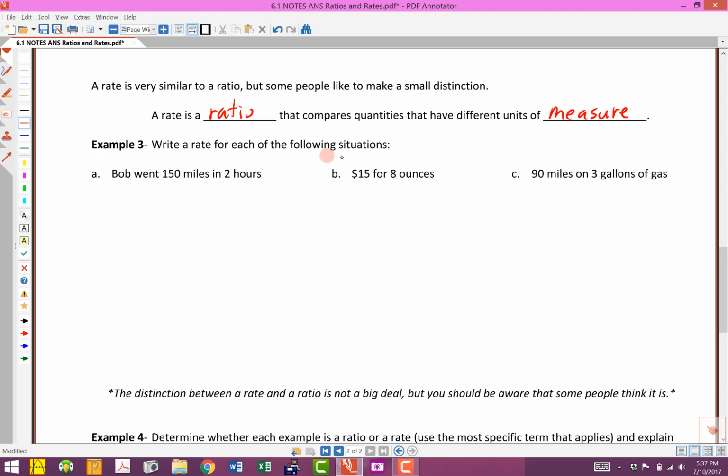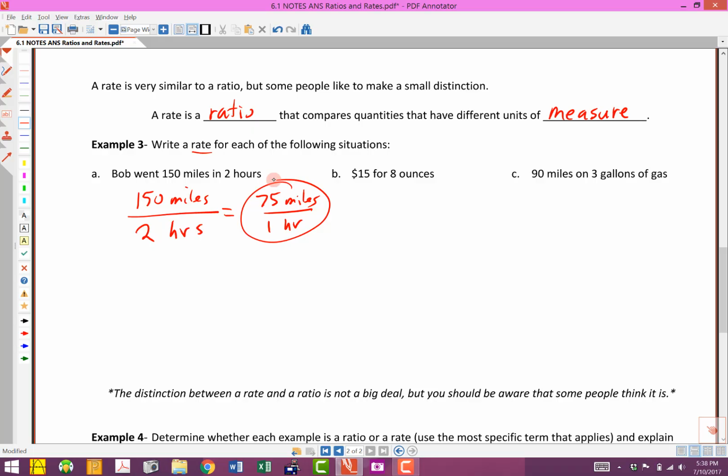It says write a rate for each of the following situations. So notice they use the word rate instead of the word ratio. They're very, very similar to each other. So we're going to put 150 miles on the top, and we're going to compare that to 2 hours on the bottom. And then we're going to go ahead and simplify that like we normally do. So notice that 2 goes into both of these. 2 goes in here 75 times, 75 miles, and 2 goes in here once, so that would be 1 hour. So there's the simplified rate right there.